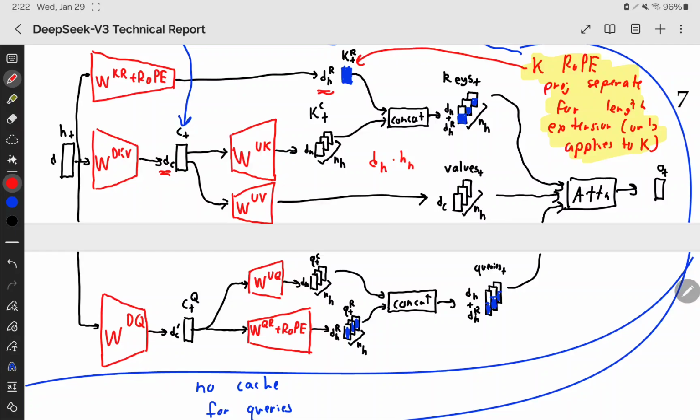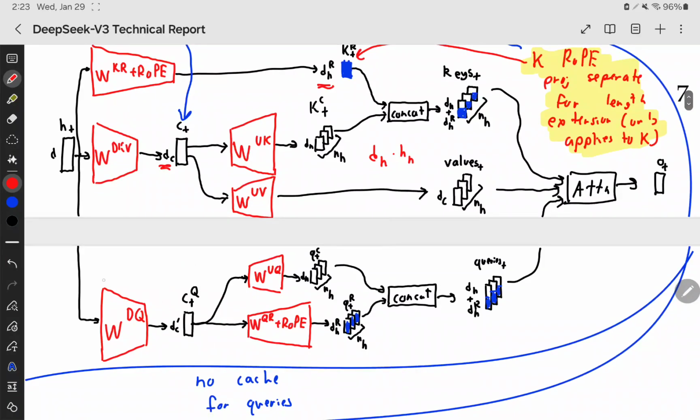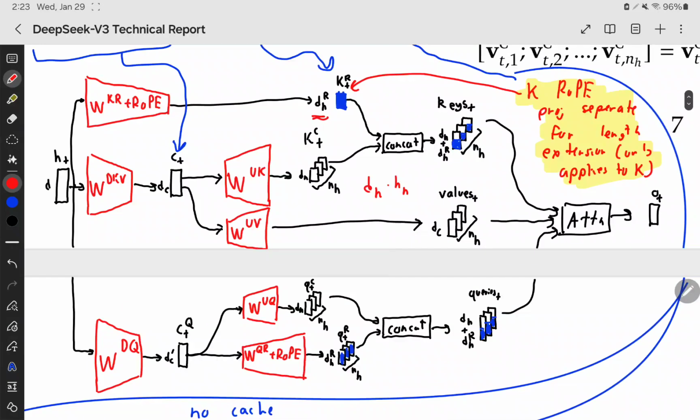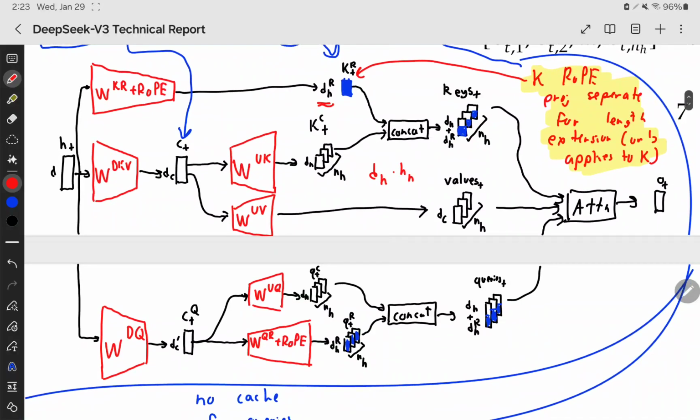We also have to create the queries. To create the queries, we take our original embedding, and since we don't have to cache, it doesn't really matter what you do to this. So what they do is they allow you to also make a compressed representation of the queries. They down project this to D prime C, like you do here, and then they up project this to the rope embeddings, that's down here, and to the query embeddings. So they down project and then they up project to the queries and the rope. And then they concatenate them like you do with the keys. So it's basically the same thing as the keys, except one thing is the rope parameters actually come from here.